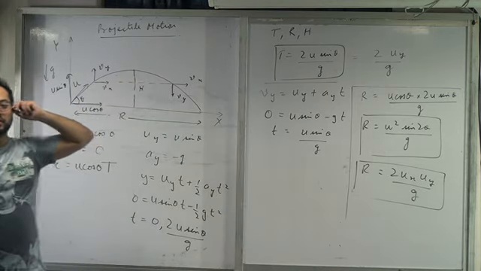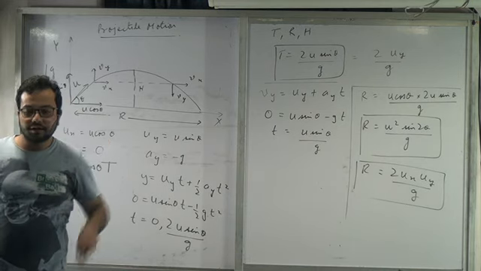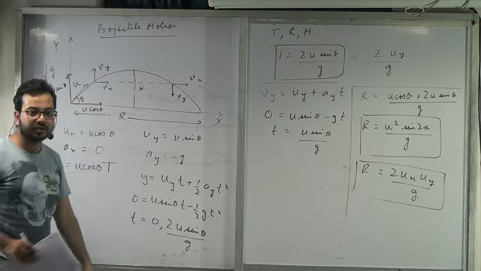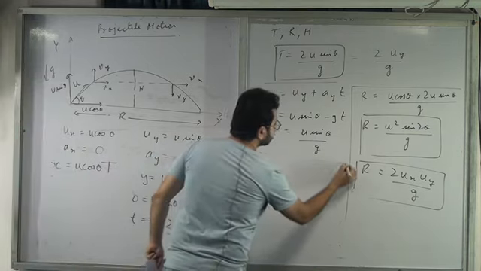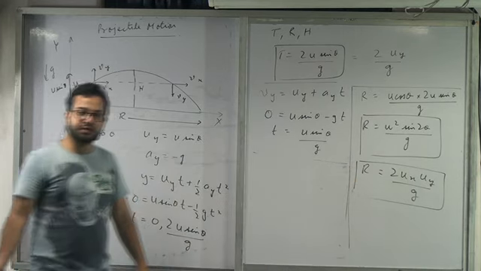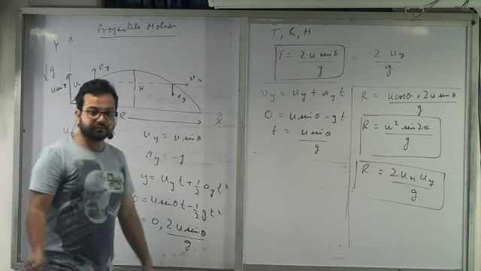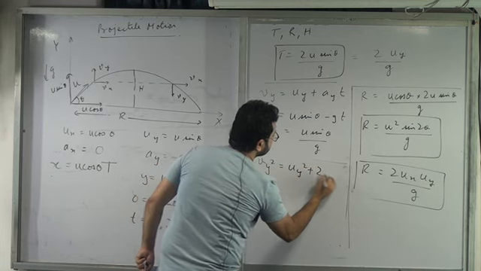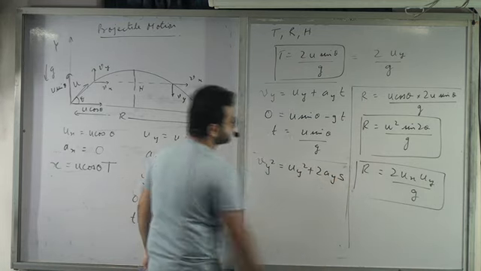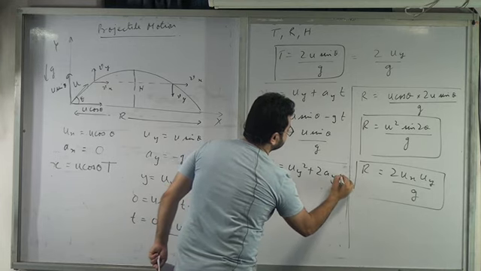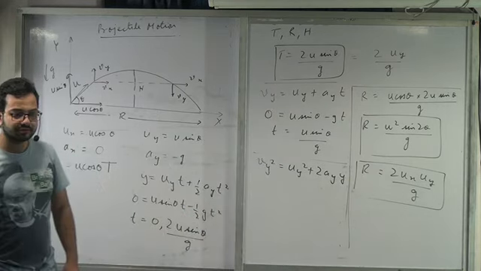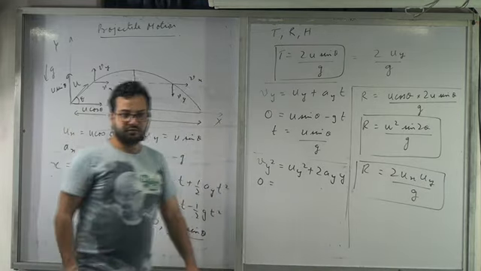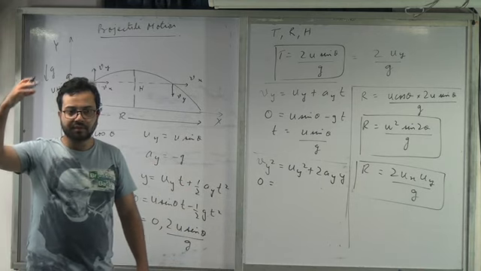When will the maximum height be reached? When the vertical velocity becomes 0. So what equation can I use? I'll use the equation for vertical motion. I can use Vy square is equal to Uy square plus 2Ay into S, the displacement. So I should write Y. Is that clear? Substitute. Vy square will be how much? 0. The maximum height will be reached when the vertical velocity becomes 0.